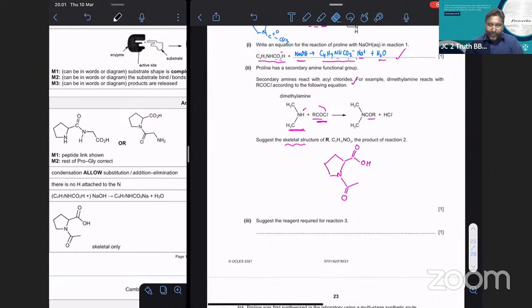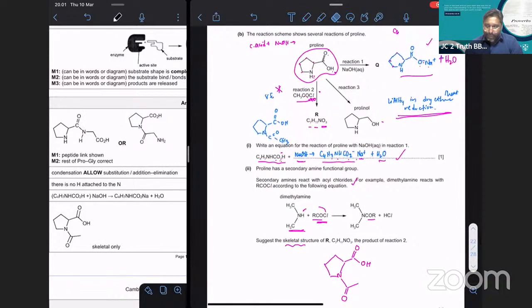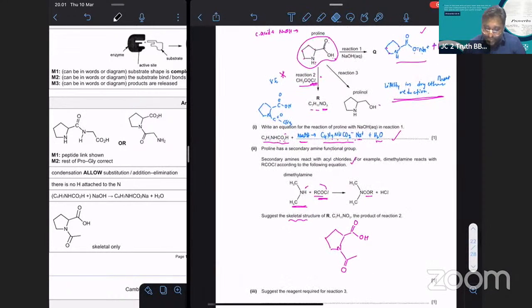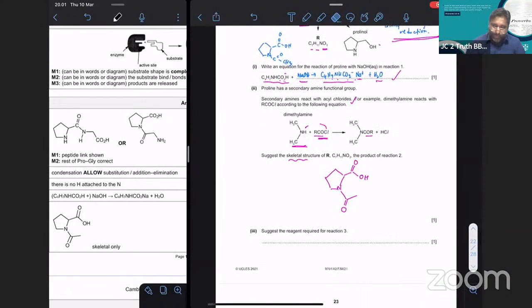Now suggest the reagent required for reaction number 3. I already told you it's going to be a reduction, so you need to use LiAlH4 in dry ether.